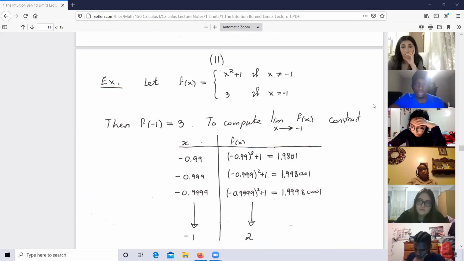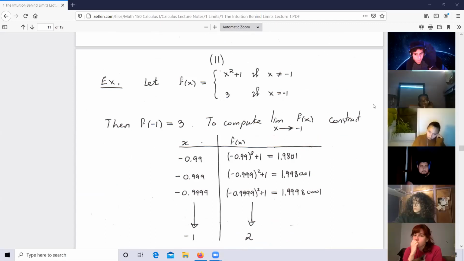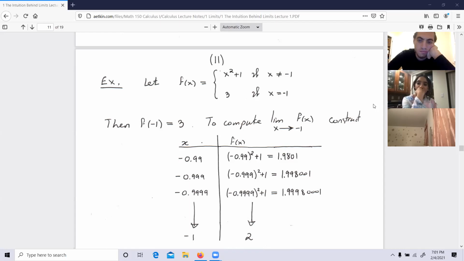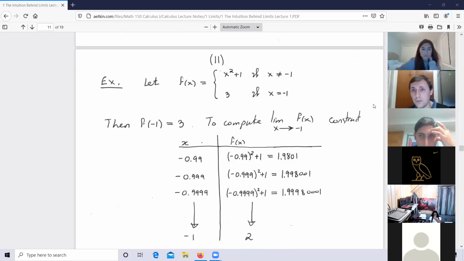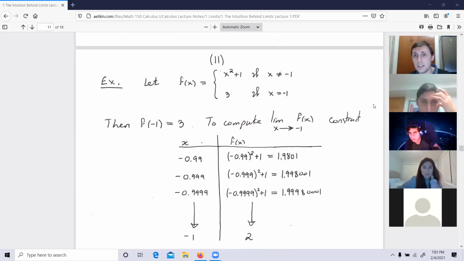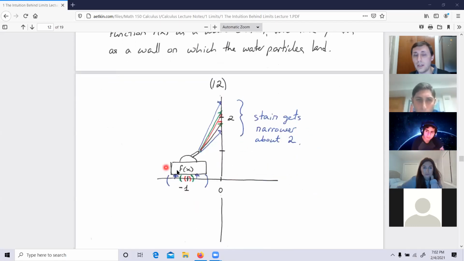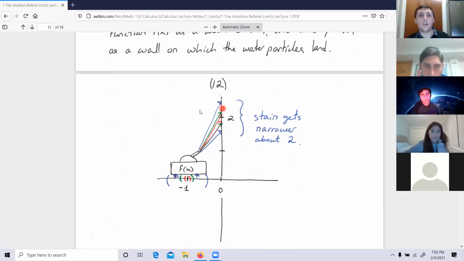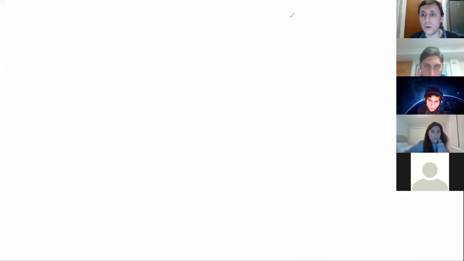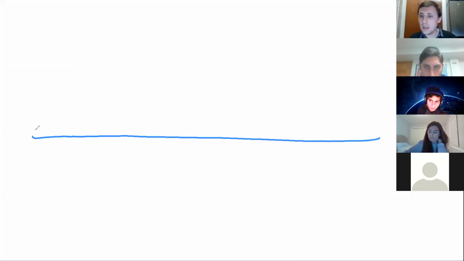Let me actually explain to you how I visualize limits versus evaluation of functions, okay? So it is this drawing. I'm actually going to give you another one, okay? Just to illustrate what's happening, okay? I think of the x-axis as water. Imagine that the x-axis is water and the y-axis is just this wall, okay?